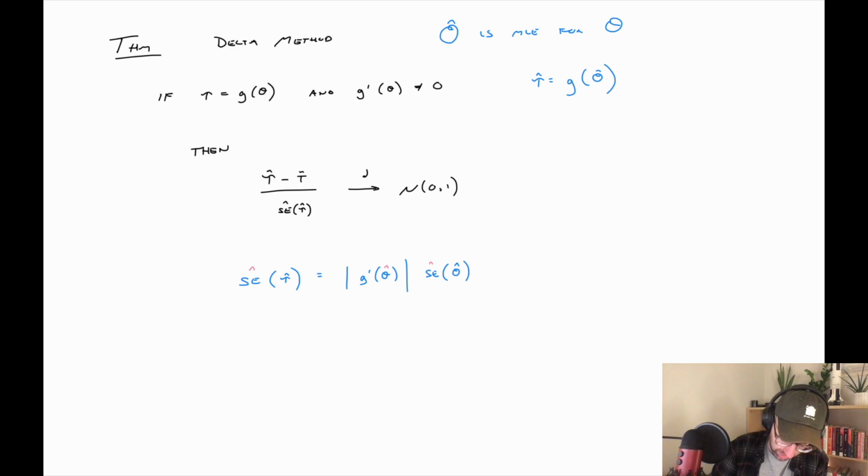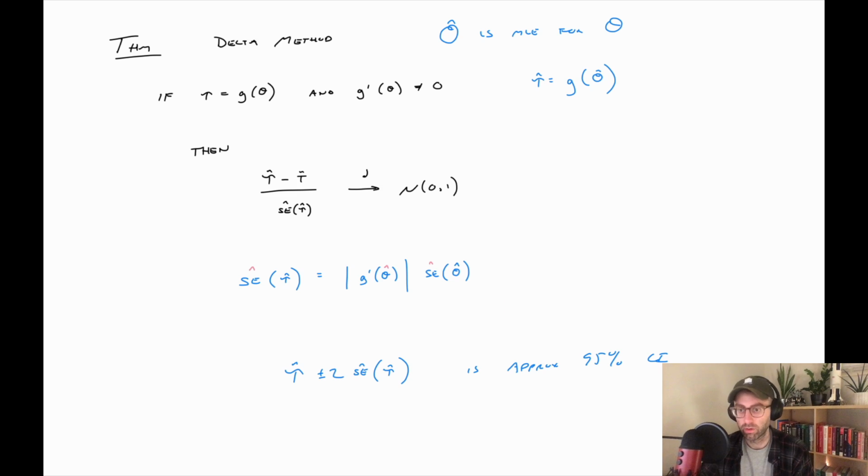And then what can we do with this? Well, you guessed it. If we take the MLE of tau plus or minus 2 times the estimated standard error of tau, this is an approximate 95% CI. Cool.